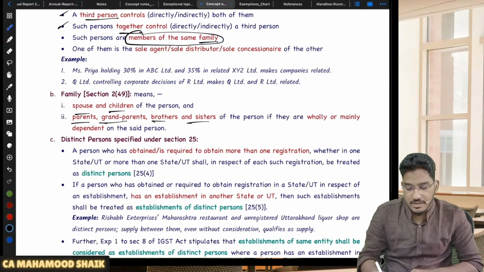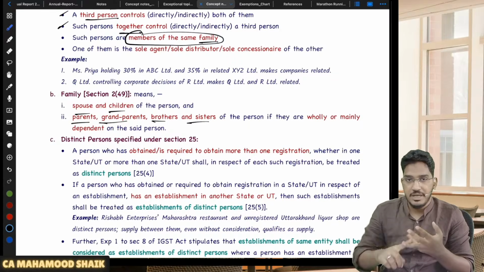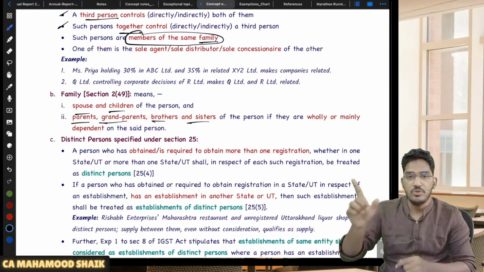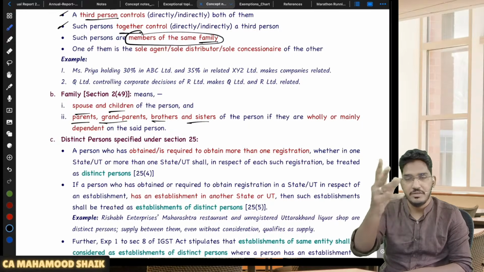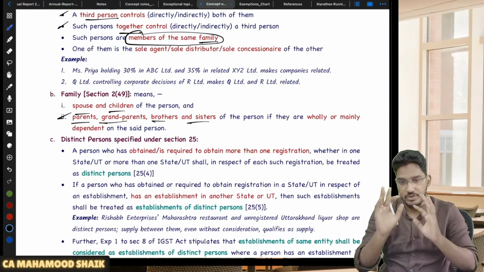Parents, grandparents, brothers and sisters of the person, if they are wholly or mainly dependent on you. So brothers, sisters, parents, grandparents, they will be considered as related only when they are wholly or mainly dependent on you. Spouse and children, whether they are dependent or not, doesn't matter. They will always be related. But these people will be considered related only when they are wholly or mainly dependent on you.